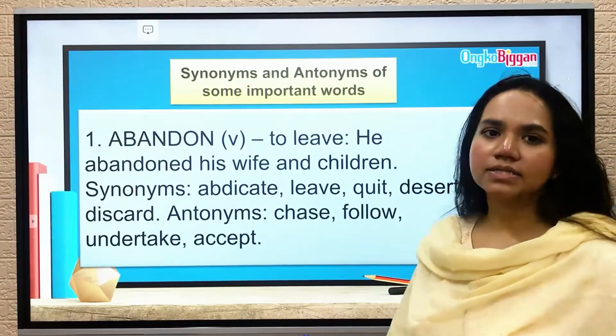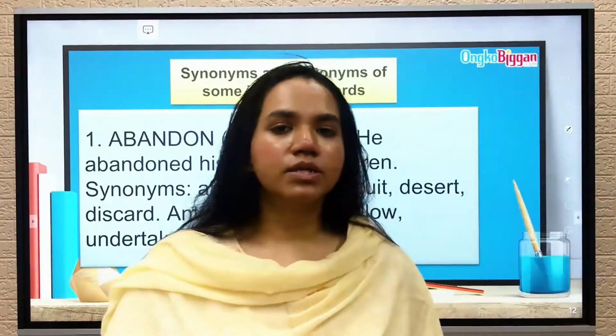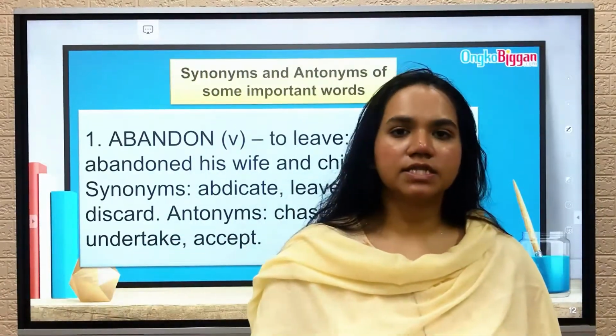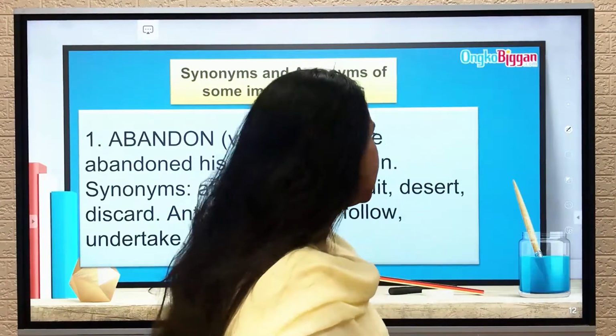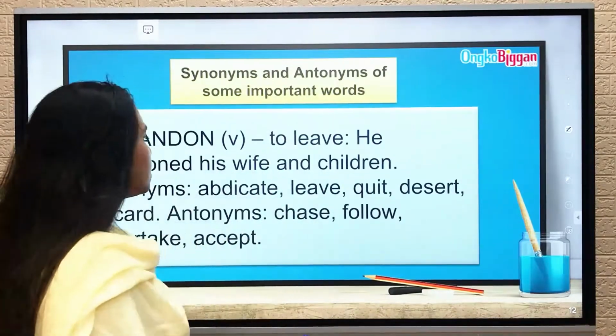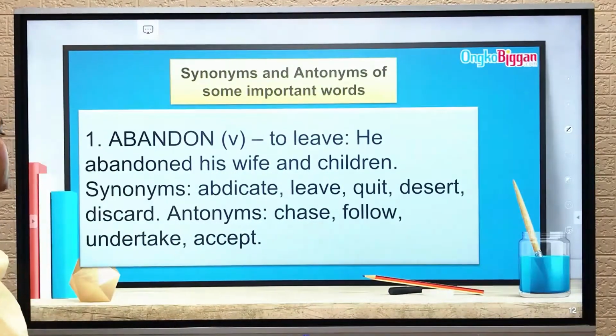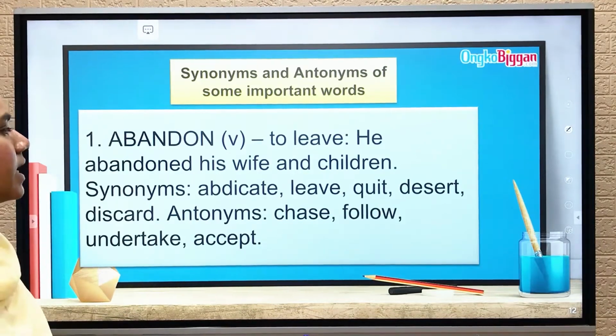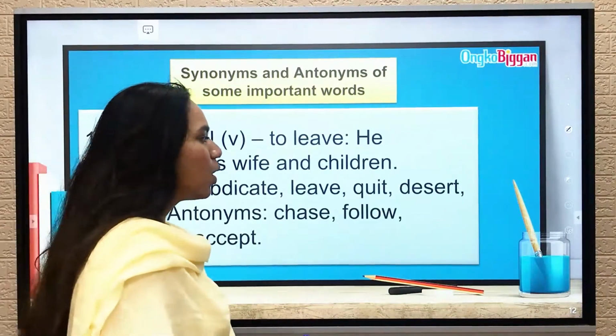So the word abandon is definitely a verb. So you need to know the parts of speech first in the beginning, which means to leave. Like he abandoned his wife and children, which means that he left. So I have provided a meaning, sentence, and synonyms and antonyms. The synonyms are what? Abdicate, or leave, or quit, or desert.